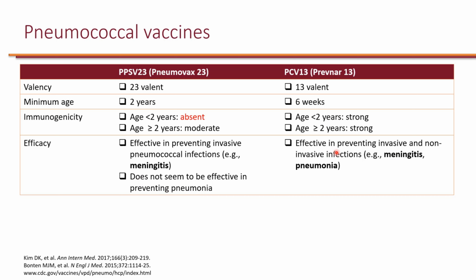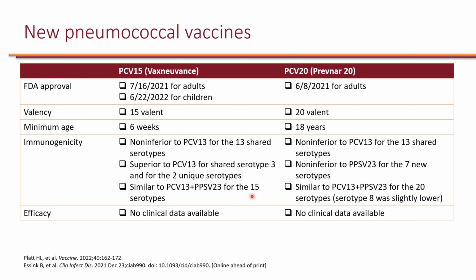PCV is very effective in reducing invasive infections like meningitis, but it has also been shown to be effective in preventing non-invasive infections such as pneumonia. So historically, people had to get both of these vaccines, PCV13 first because it's very effective, and then Pneumovax 23 to supplement all those serotypes that are not included in PCV13. However, as technology has advanced, we have been able to include more serotypes in the vaccine. PCV15 and PCV20 both came to the market in 2021, and we have been able to include more serotypes in the PCV vaccines.